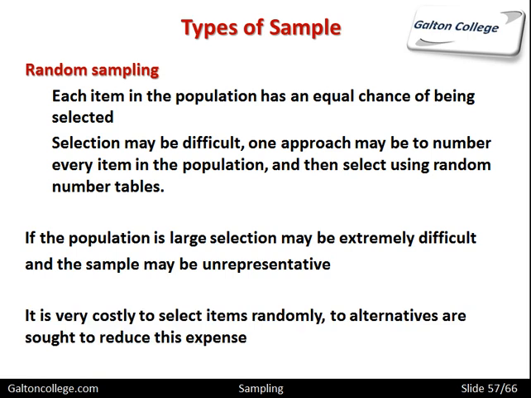It's very costly to select the items randomly. Two alternatives are sought to reduce this expense. So the alternatives might be sampling, and the sampling could be perhaps quite a small sample but done properly, or perhaps a range of small samples but each of them done properly, rather than taking on a large sample which is expensive and perhaps very difficult to do because you're looking for random numbers.